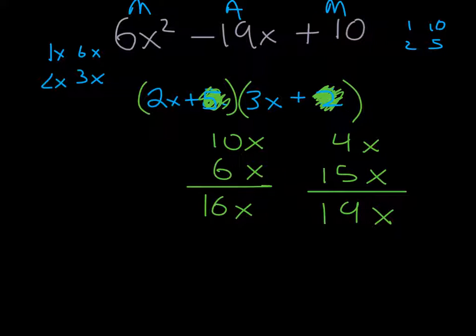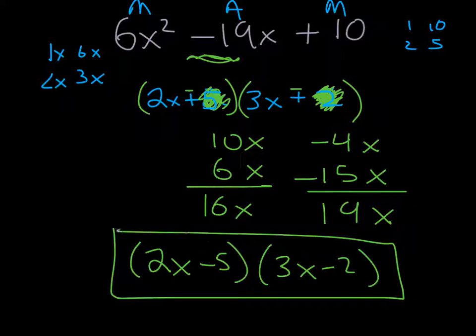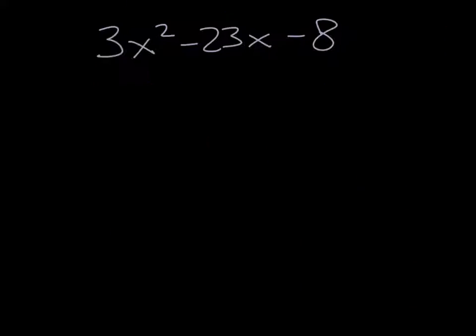Looks pretty good, except I need to be negative 19x. So all that means is I just have my signs wrong. So I need to make them both negative. So my answer is going to be, and I'm going to rewrite it here to be clear, 2x minus 5 and 3x minus 2. Alright, so make sure you got that, and then here's our next problem.